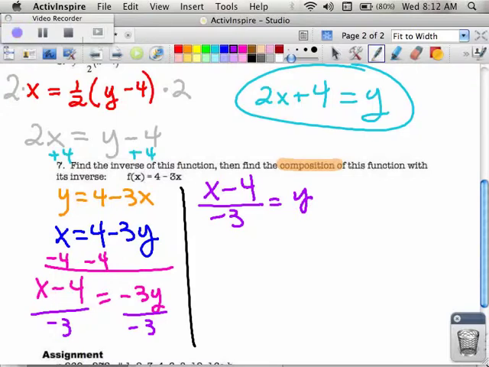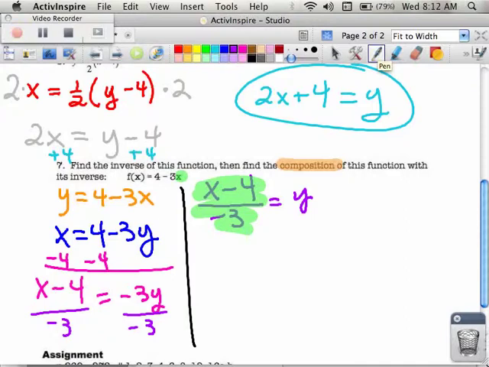Now in the composition of functions, what they want you to do is throw the inverse into where you see the x. So what I'm getting at is they want you to take this stuff and shove it in right there. That's what they mean by composition of functions, with the function and its inverse.